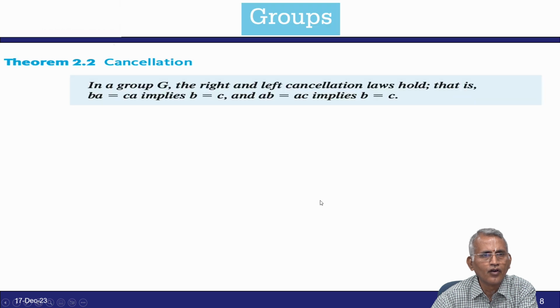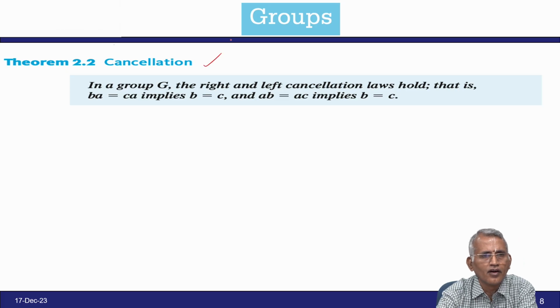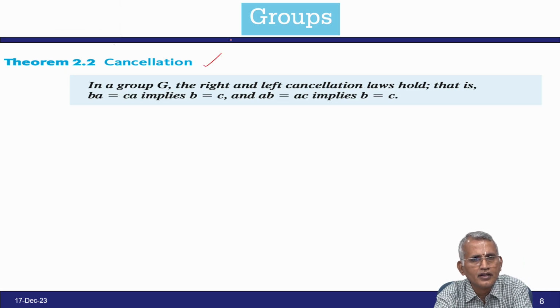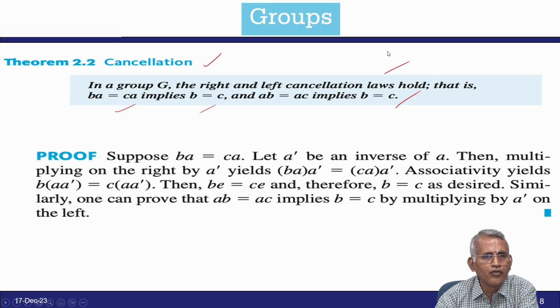Next, we have to follow the cancellation law of the group. In the cancellation law, in a group G, the right and the left cancellation laws hold: BA equal to CA implies B equal to C, and AB equal to AC implies B equal to C. So we are going to give the proof of this.